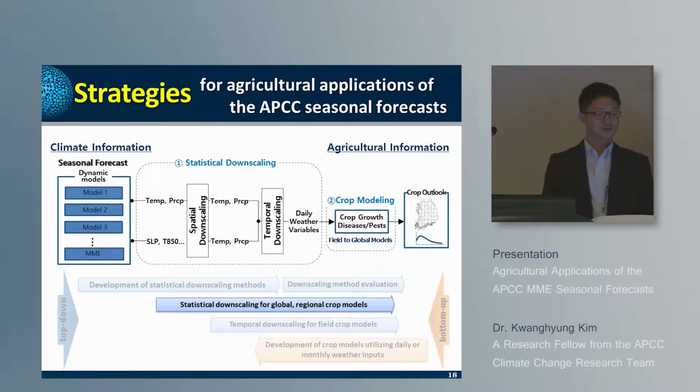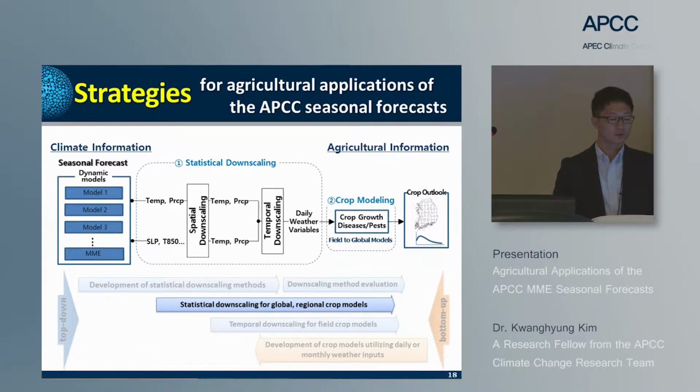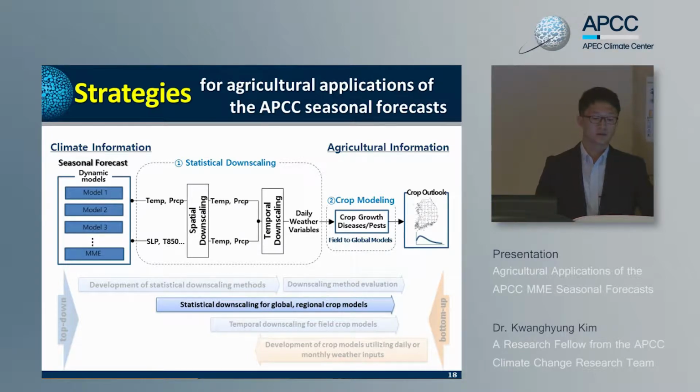Okay, coming back to our strategy. Sometimes we deal with a global or regional scale crop model, like here. And people actually want to know what the global outlook for crop yield looks like for this upcoming season. For large scale models, we need to take different approaches, like here.